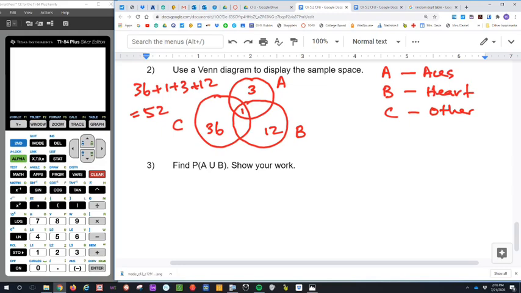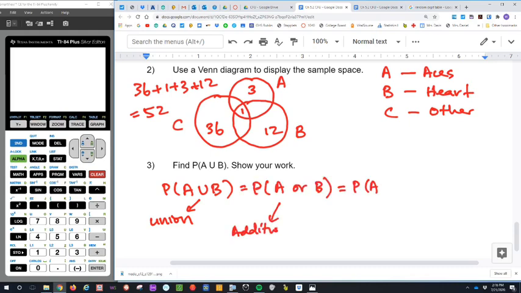So part 3, find the probability of A union B. Now that symbol, the U, we call it union. Event A union event B. And union actually stands for all. Union stands for all.